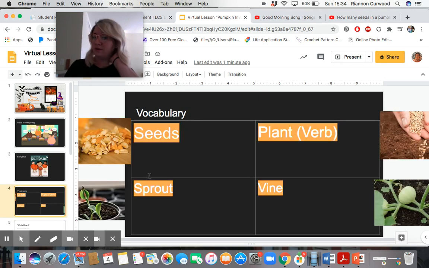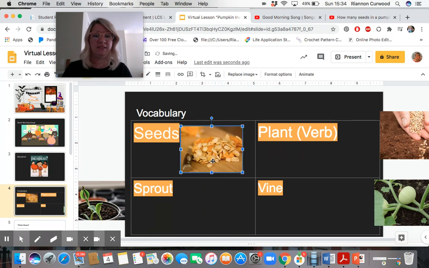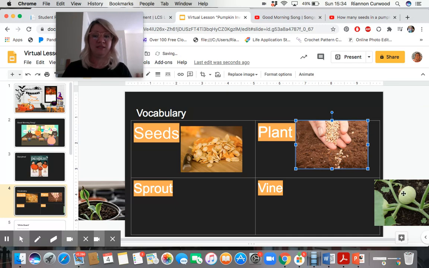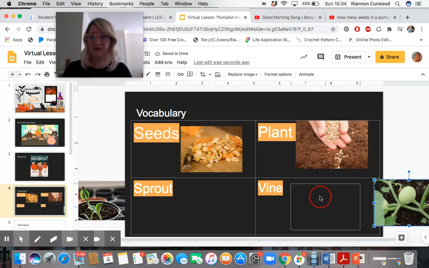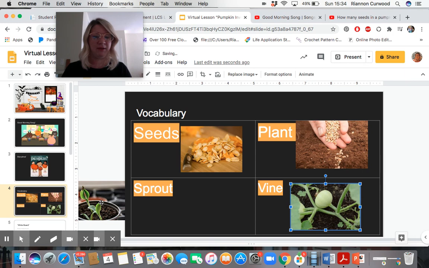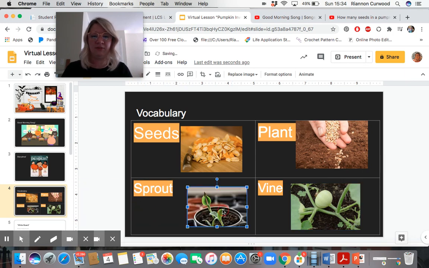And then we would go into our vocabulary, which I have a drag and drop here, where we talk about the seeds and planting and how the planting that we're doing is a verb. It's not the actual plant. We would talk about the vine and maybe what the vine feels like, how it's kind of prickly. We would talk about the sprout, and we would talk about the initial sounds for each of these words.